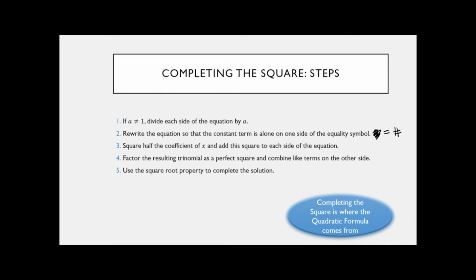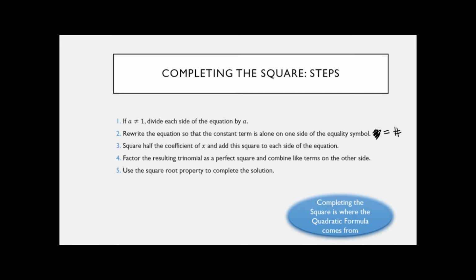Then step 3, you take the middle term, what would have been the middle term that you started with. You take half of that number, then you square that. And then that's the number you add to both sides of the equation. Now, we are allowed to add things to both sides of the equation. It doesn't change anything. That's how we solve equations.